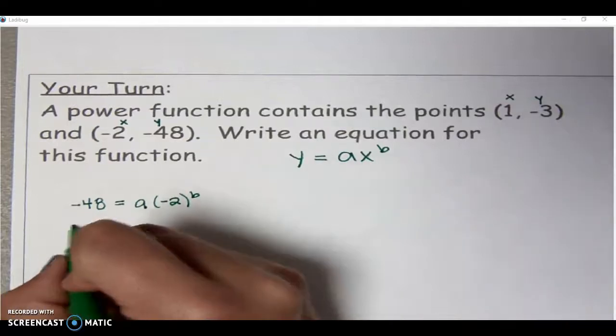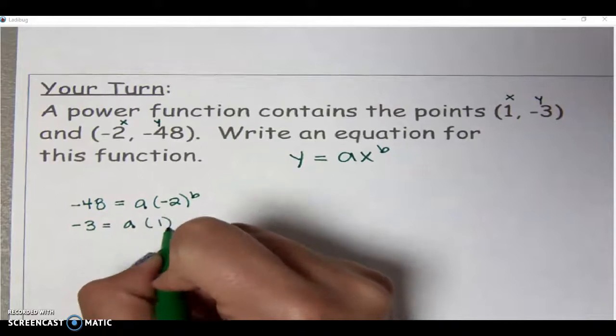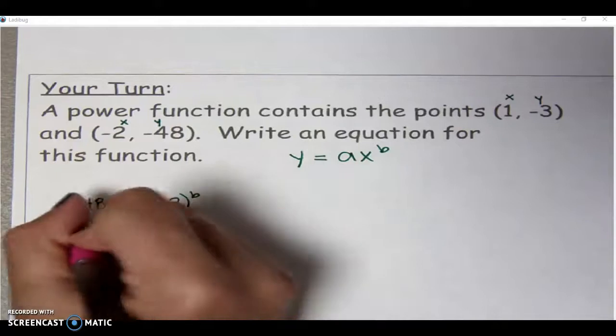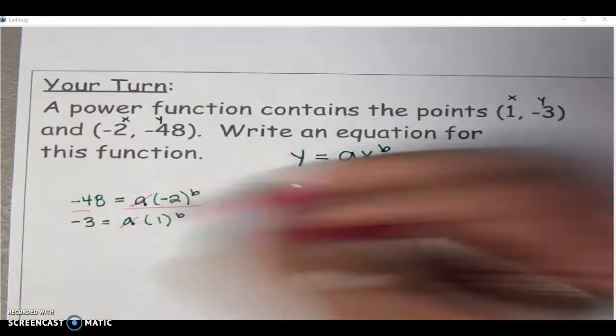Then I'm going to plug in the other point. So the y value here is -3. We don't know a. The x value is 1. And we don't know b. So remember, we're going to divide these. The reason we're dividing is so that a will cancel.